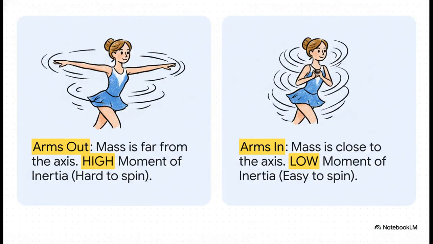And here's what's so fascinating about it. Moment of inertia isn't just about how heavy an object is, but where that mass is located. Think about an ice skater. When her arms are stretched out, her mass is spread out far from her center. That gives her a really high moment of inertia, making it hard to spin fast. But the second she pulls her arms in, all that mass is concentrated, her moment of inertia plummets, and boom, she starts spinning way, way faster.